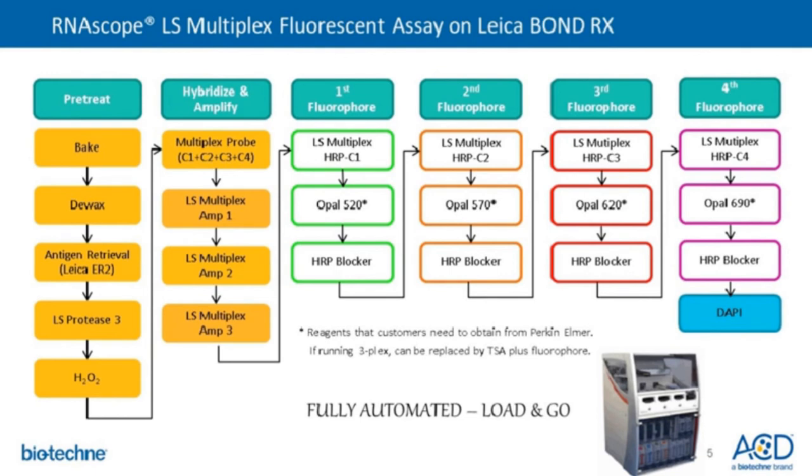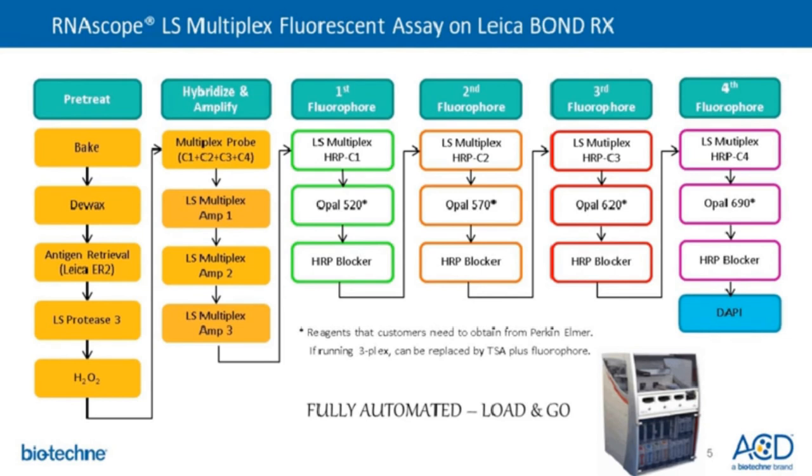The entire RNAscope multiplex assay protocol is fully automated on the Leica Bond system and has the following steps. You start with pre-treatment, from baking slides to dewaxing to target retrieval, and protease digestion to open up the target for hybridization. And then you hybridize your target probes simultaneously and also amplify your signals simultaneously. And then you detect your targets sequentially, one at a time, using different TSA fluorophores, which is followed by staining with DAPI for the nuclei.